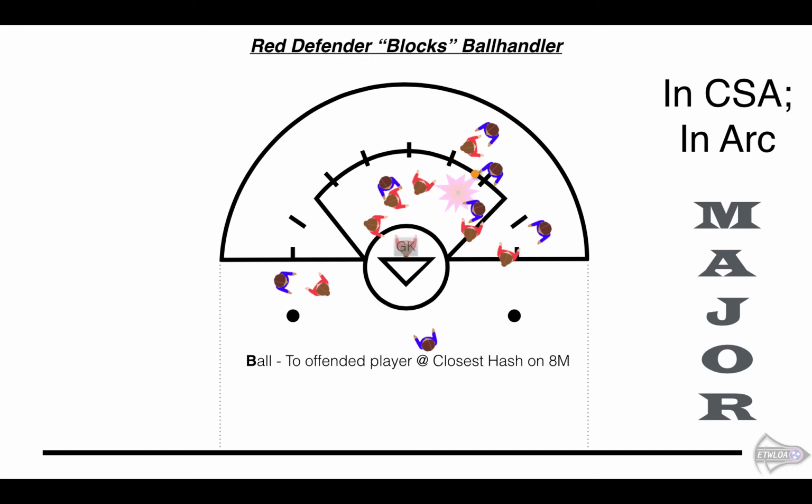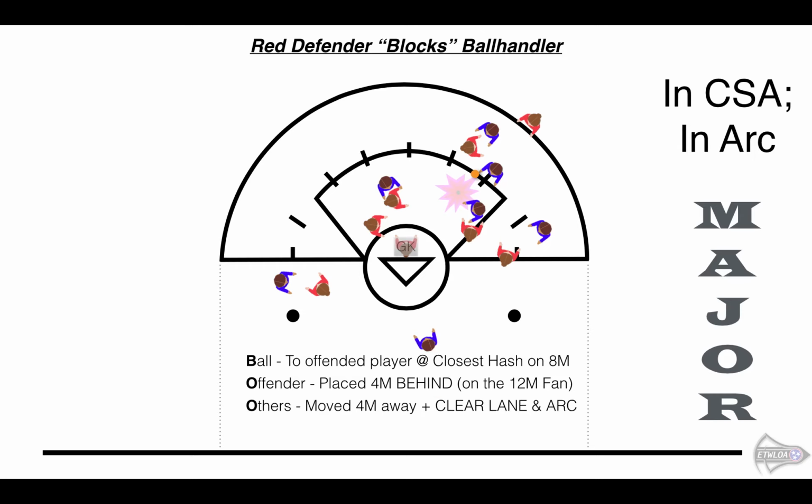Here, the ball is given to the offended player and they are placed at the hash mark on the 8 meter closest to the spot of the foul. In this case, it is the first inside hash on the right side. The offender is going to be placed at the 12. This is 4 meters behind the free position. Others will be moved 4 meters away from the free position and will clear the lane in the arc.